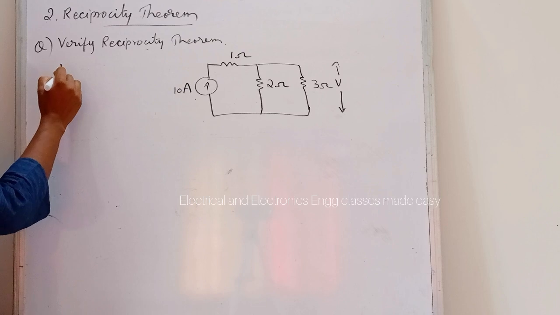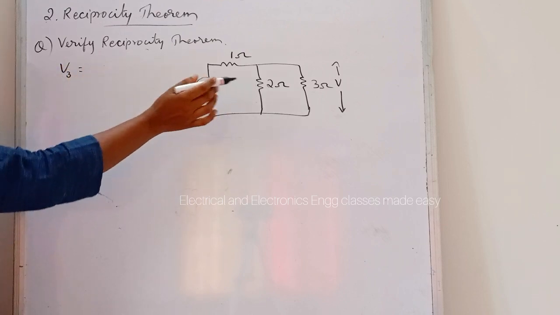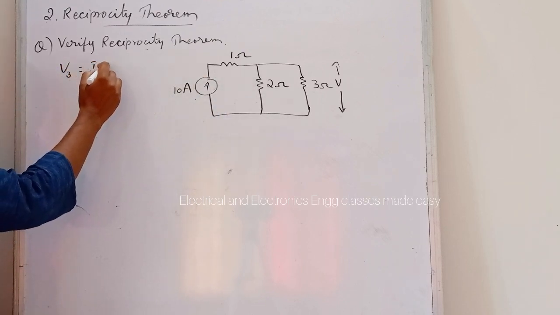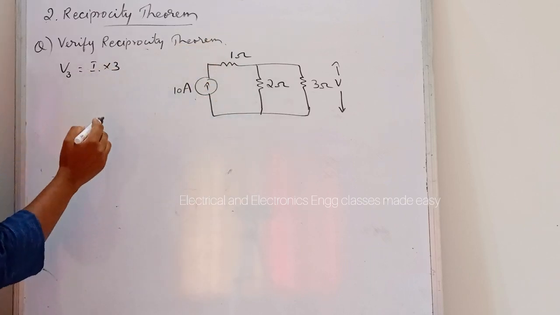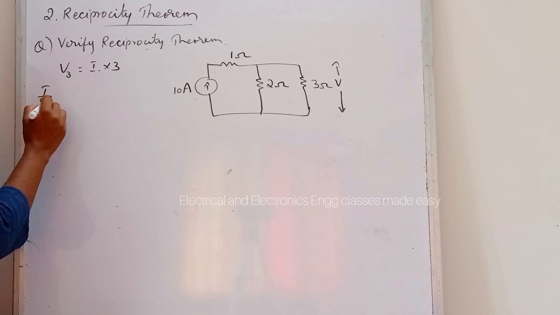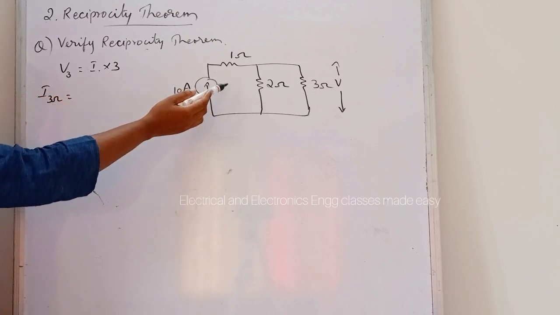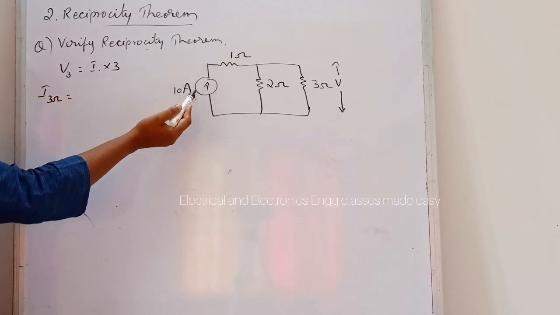For that, the voltage across the 3 ohm resistor is current into 3. So for that we have to find the value of the current through the 3 ohm resistor. So the current through the 3 ohm resistor is, here we have been given the current source.